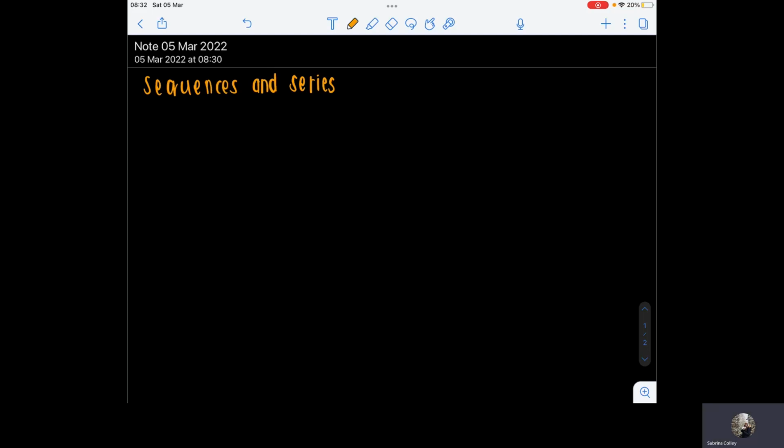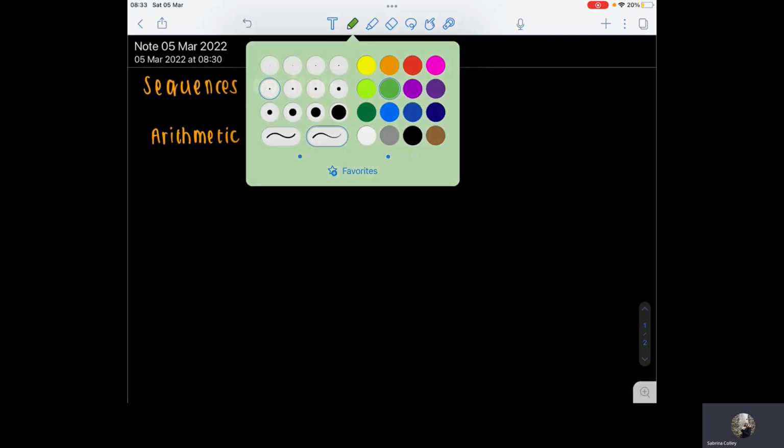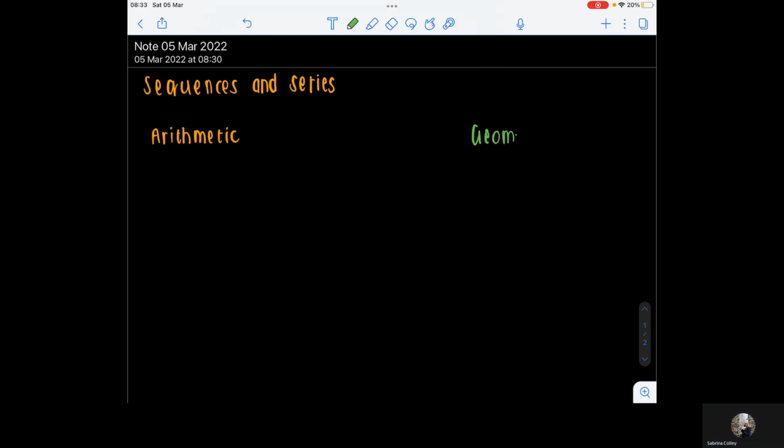With sequences and series, in grade 11, you were introduced to the quadratic series. So it's really important that you revise that and understand how to use it. It's very easy marks to get. In grade 12, we mainly focus on the arithmetic sequences and series and then the geometric sequences and series. Let's be fancy and use a different color.